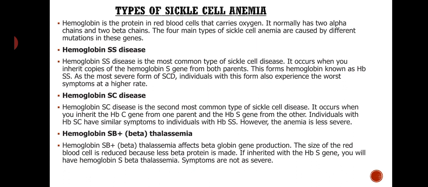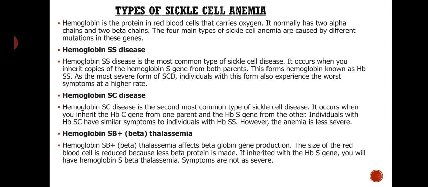Second is hemoglobin SC disease. People who have this form of sickle cell disease inherit a sickle gene S from one parent and from the other parent a gene for an abnormal hemoglobin C. This is the milder form of sickle cell disease.